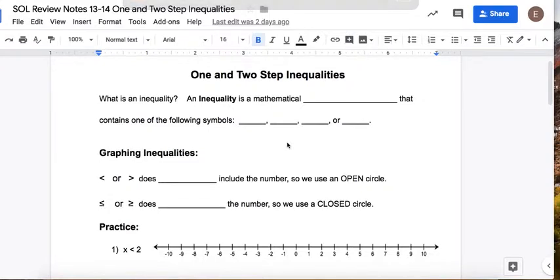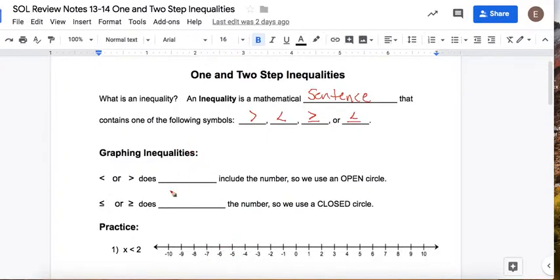So what is an inequality? An inequality is a mathematical sentence that contains one of the following symbols: greater than, less than, greater than or equal to, or less than or equal to.